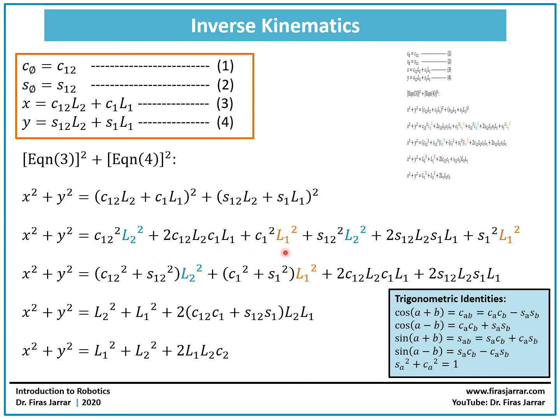Then I will do the same thing for the terms that have L1 squared in common. So I have this term here and this term here. When you add them up together, I will have cosine theta 1 squared plus sine theta 1 squared, both of them multiplied by L1 squared. And for the rest of the two terms, I have this term and this term. Both of them, by the way, have L1 and L2 as a common factor.